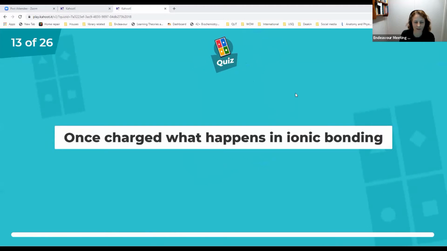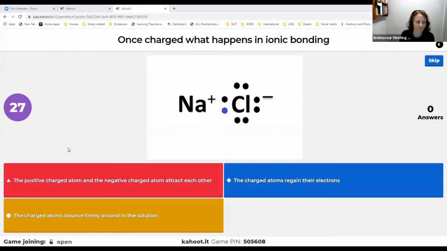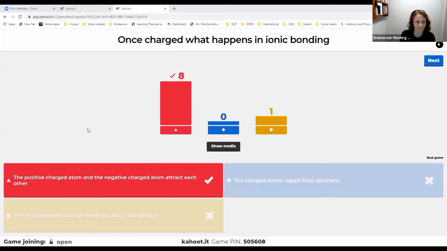Once charged, what happens in ionic bonding? The positive charged atom and the negative charged atom attract each other. The charged atoms bounce freely around in the solution, or the charged atoms regain their electrons. Okay, so 8 of you said that the positive charged atom and the negative charged atom attract each other. So you could see that in the picture. And one person said that the charged atoms bounce freely around in the solution. So no, they do tend to bind to an opposite charge.